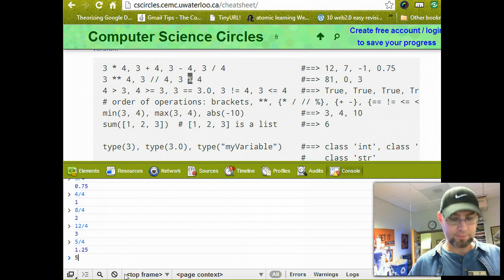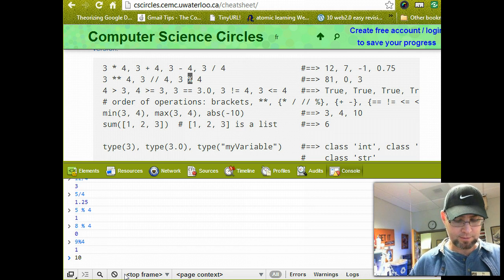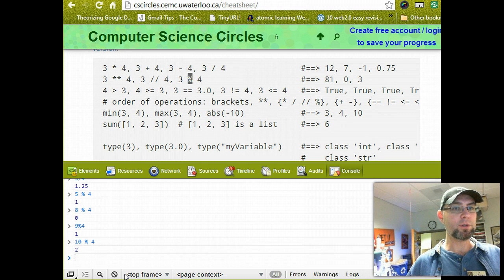But let's go 5 modulus 4, and we get 1, which is the remainder. If we do 8 modulus 4, 4 goes into it evenly, so there's no remainder. But if we do 9 modulus 4, we get 1 left over. If we do 10 modulus 4, we're going to have 2 left over.